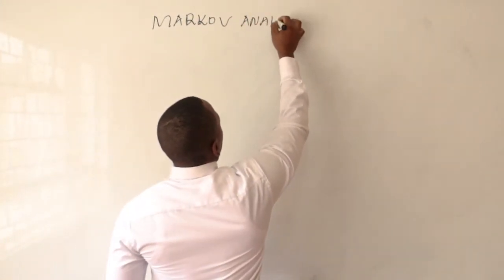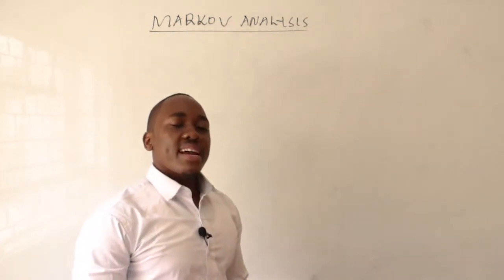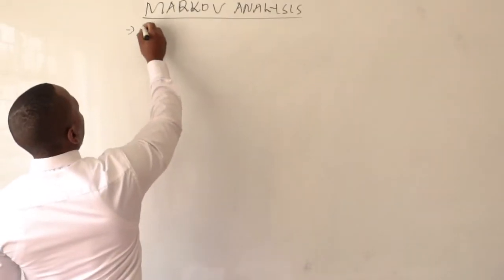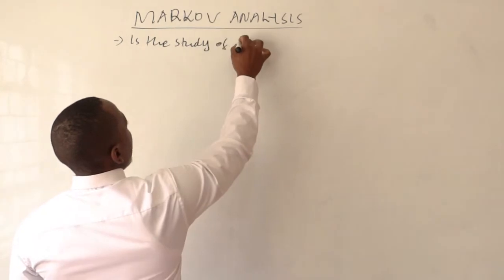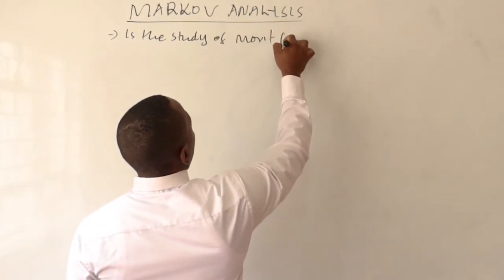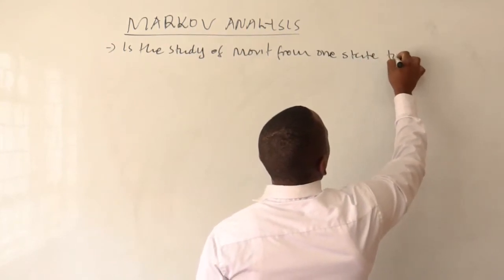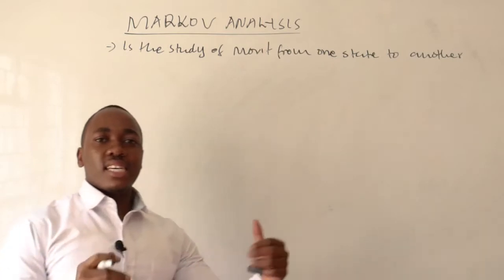Markov analysis. And what's Markov analysis? Now, Markov analysis is just the process or the probability of the movement from one state to another. So we are saying that Markov analysis is the study of movement from one state to another. You are moving from one state to another.